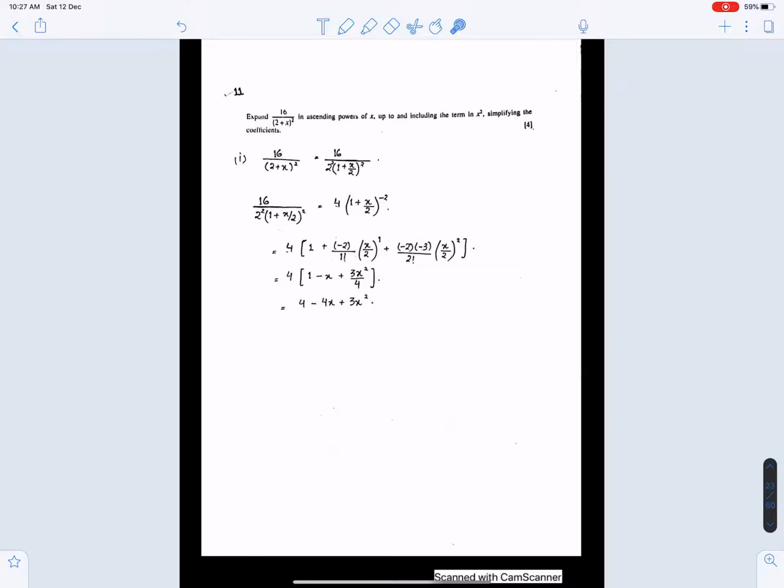This is a very good question. In this question, we have to expand this expansion up to and including the term in x squared. So the most important thing for binomial theorem in P3 is that the first term of the expansion must be 1. If not, then make it 1 by taking common. Since this is not 1, we have to take this 2 common. So when you take this 2 common, it will become 2 squared, and this fraction will become 1 plus x upon 2.